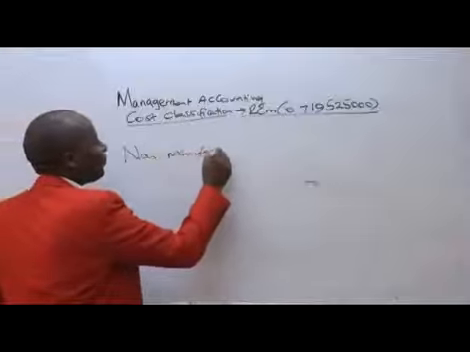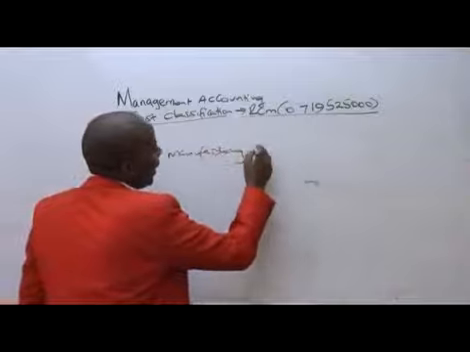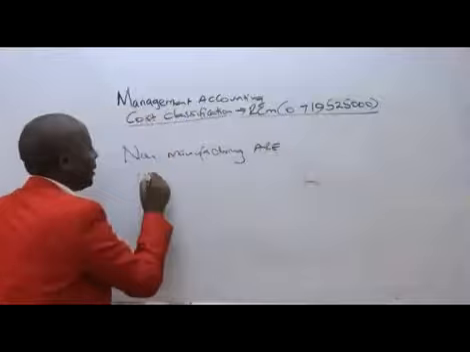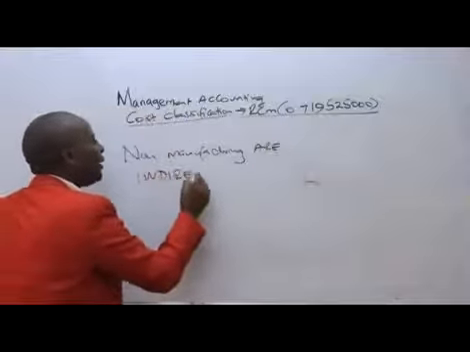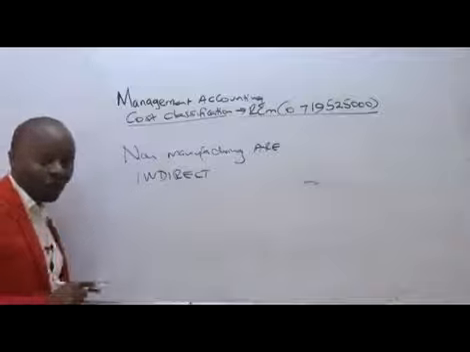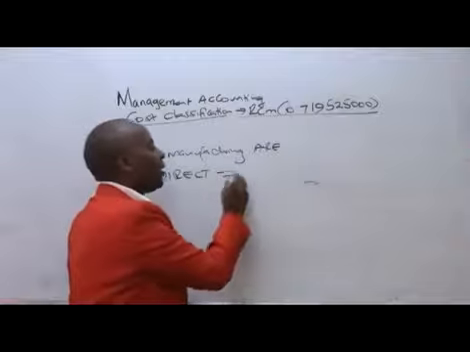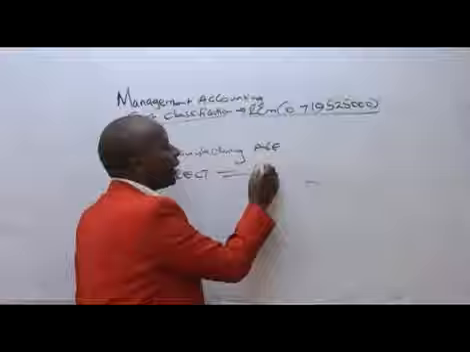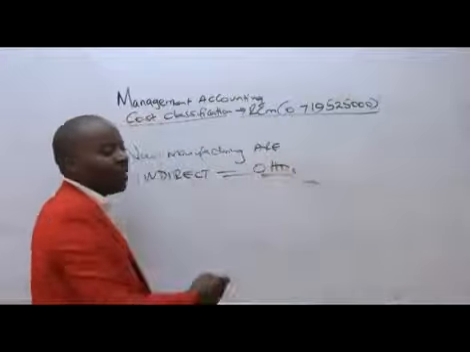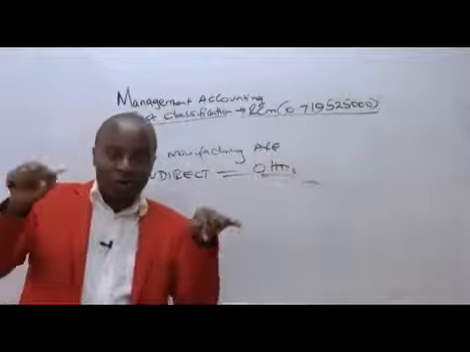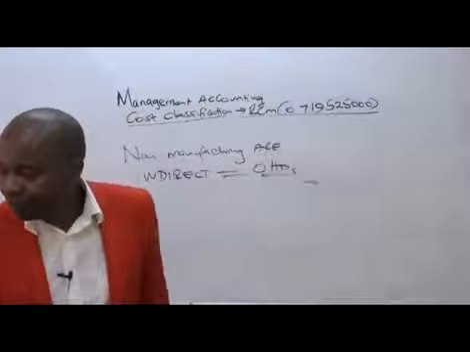Non-manufacturing costs are indirect costs. Indirect, why? They are not directly attributable to production. And in most cases, these non-manufacturing costs are the ones we call overheads. They're the ones we call overheads. They're the common expenses.